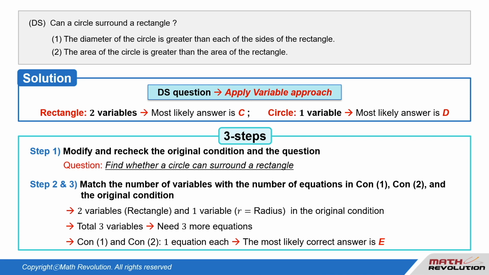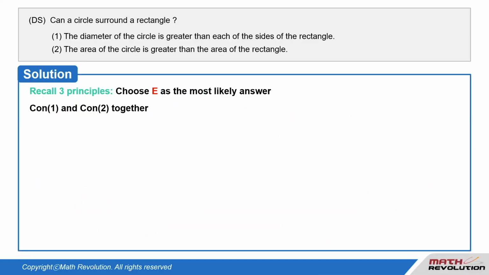Then, we have 2 variables for the rectangle and 1 variable, r equals radius, for the circle. So we have a total of 3 variables from the original condition. To match the number of variables with the number of equations, we need 3 more equations. Since conditions 1 and 2 will provide 1 equation each, it's about 80% likely E would be the answer. Recall 3 principles and choose E as the most likely answer.